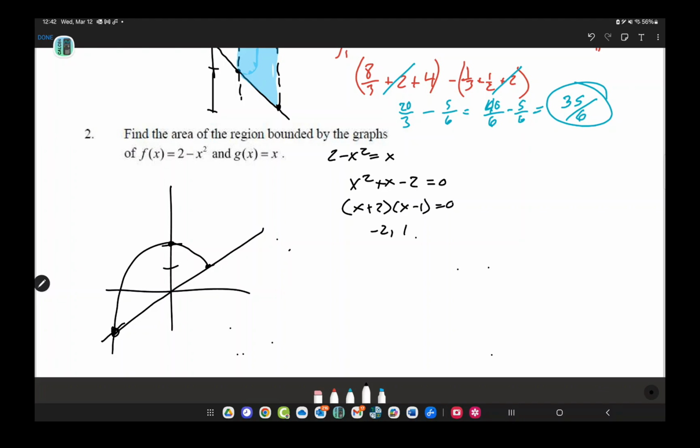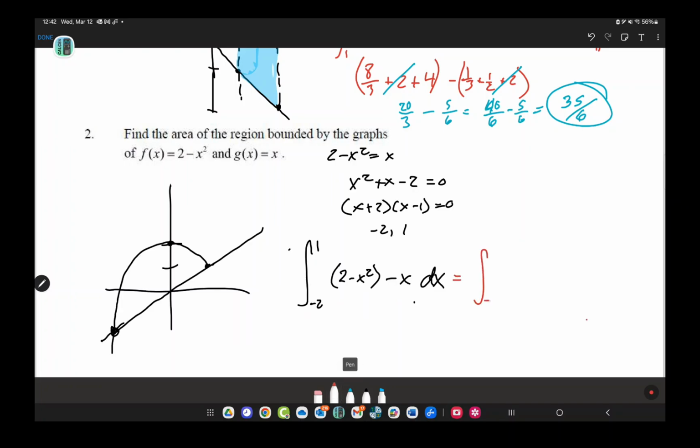So we are going to integrate from negative 2 to 1 of what's my upper function? 2 minus x squared, my lower function x, dx. So integrate from negative 2 to 1 of negative x squared minus x plus 2 dx. That gives me negative 1/3 x cubed minus 1/2 x squared plus 2x from negative 2 to 1.